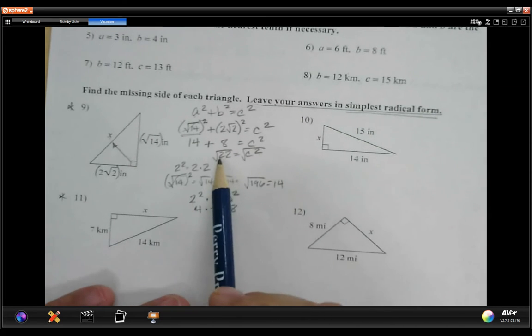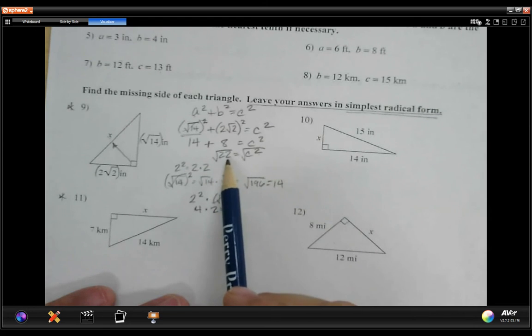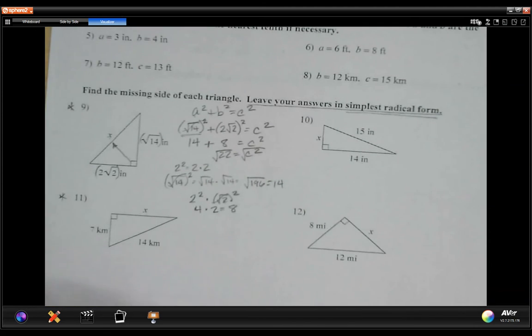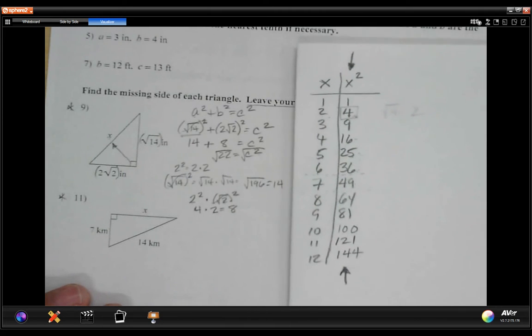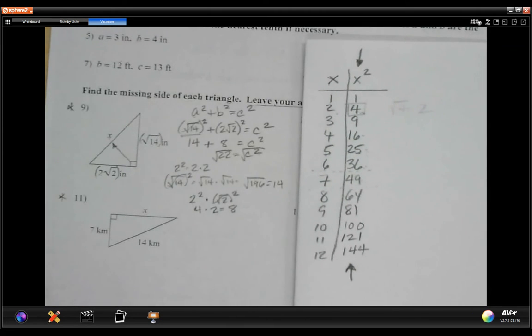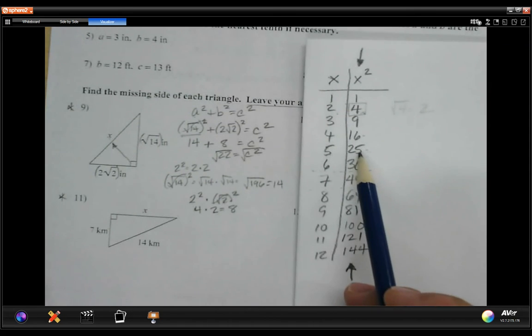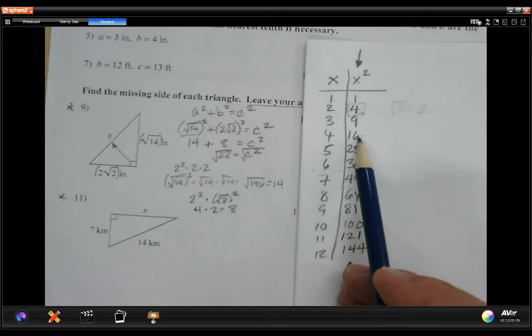We have to ask ourselves, is this in fact simplest radical form? Is there a perfect square that we could pull out of that? So here's what I'm going to do. I'm going to pull out our handy dandy list that we had made the other day, and I'm just going to look through and kind of see. So I don't need to start at 25 because that's bigger than 22. 16. Will 16 go into 22 evenly?